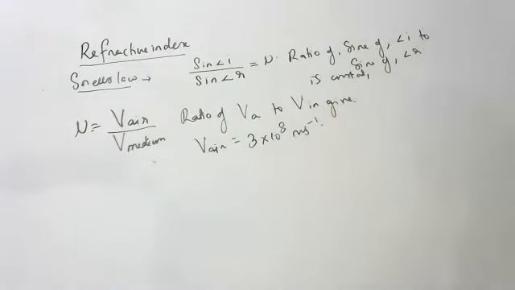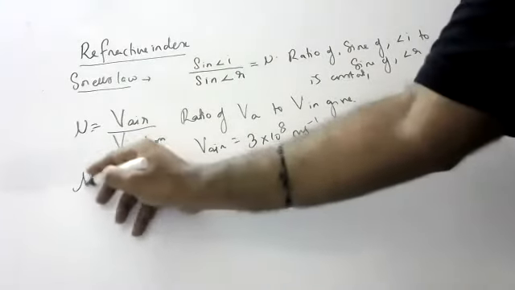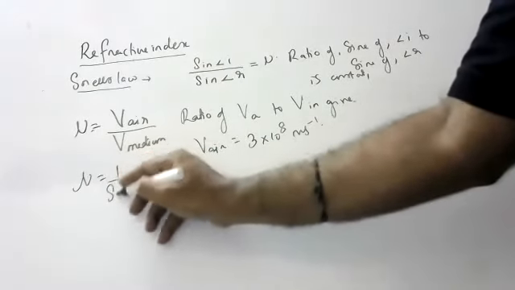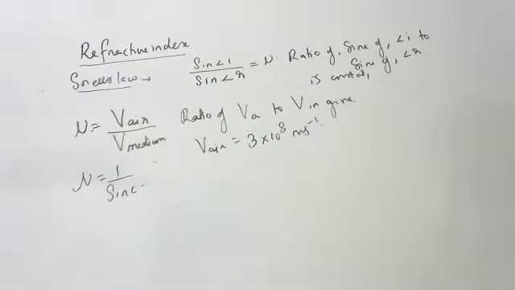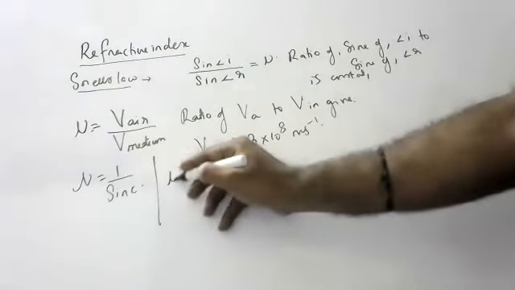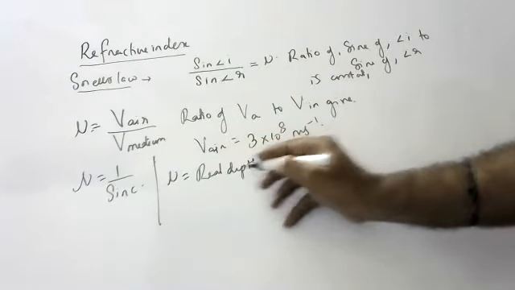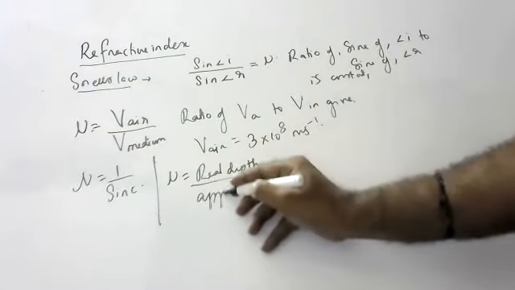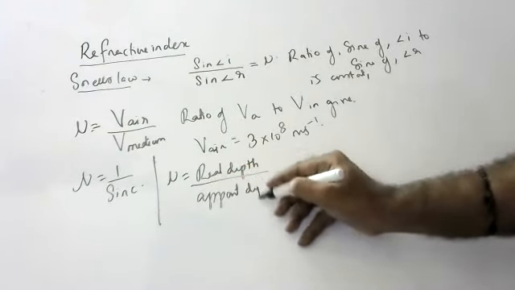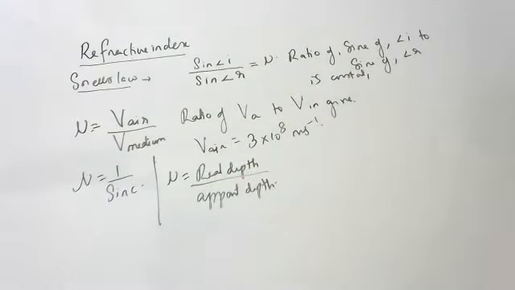And for refractive index, in critical angle I gave one formula, children. 1 by sine c, I gave the formula. 1 by sine c, if you remember, where c is called the critical angle. Also I gave refractive index is equal to real depth by apparent depth. What is real depth by apparent depth?